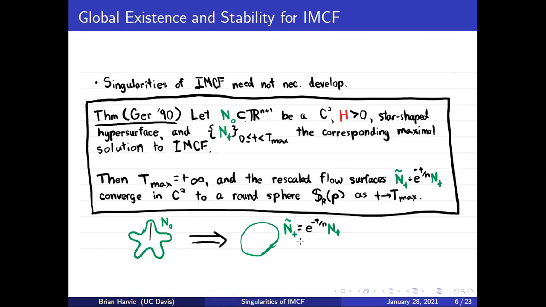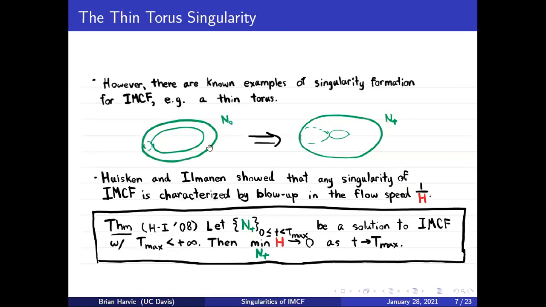However, they can in some cases. So the most well-known example of singularity formation for inverse mean curvature flow is if you consider a thin torus. So that is a torus where this inner radius is small enough that the entire torus is mean convex. Inverse mean curvature flow will puff this torus out with some flow speed that's bounded below by initial data. And what that means is that what we should expect is mean curvature goes to 0 along the inner ring as the torus expands. If mean curvature goes to 0 along the inner ring as the torus expands, the flow speed 1 over H is blowing up along that inner ring, and that causes a singularity.